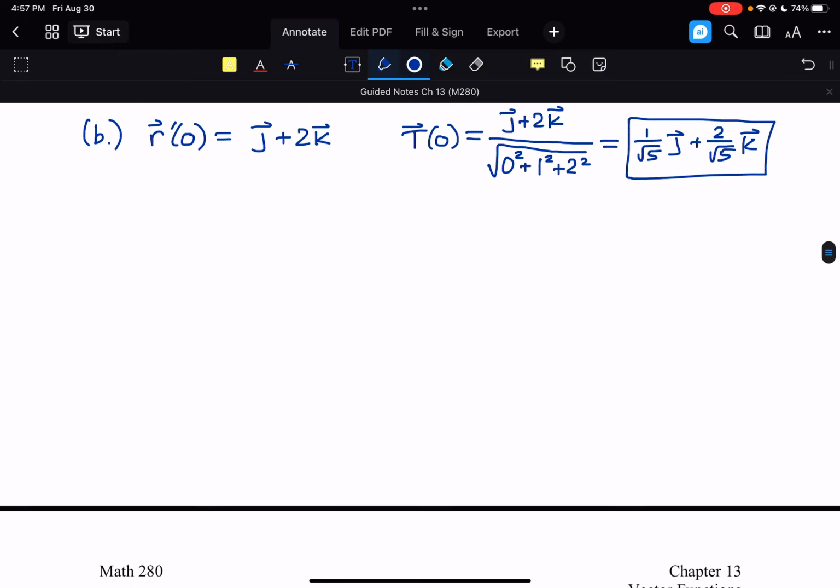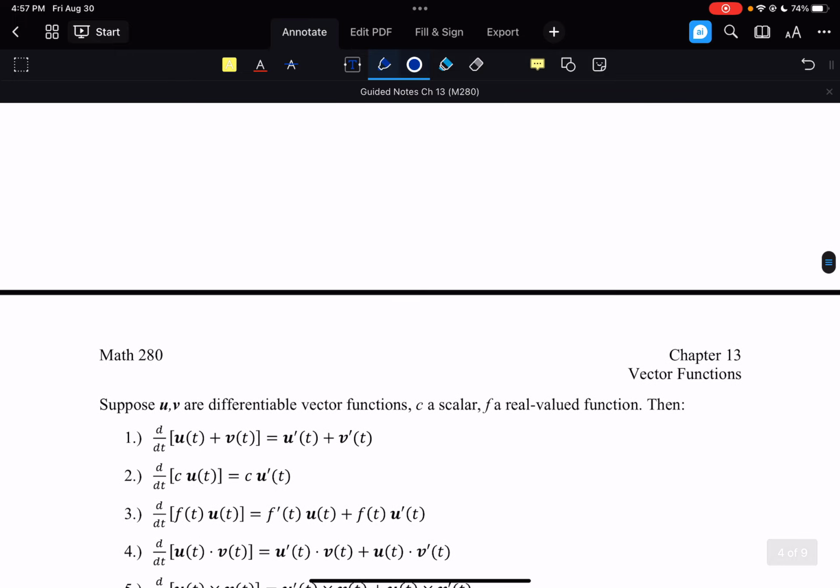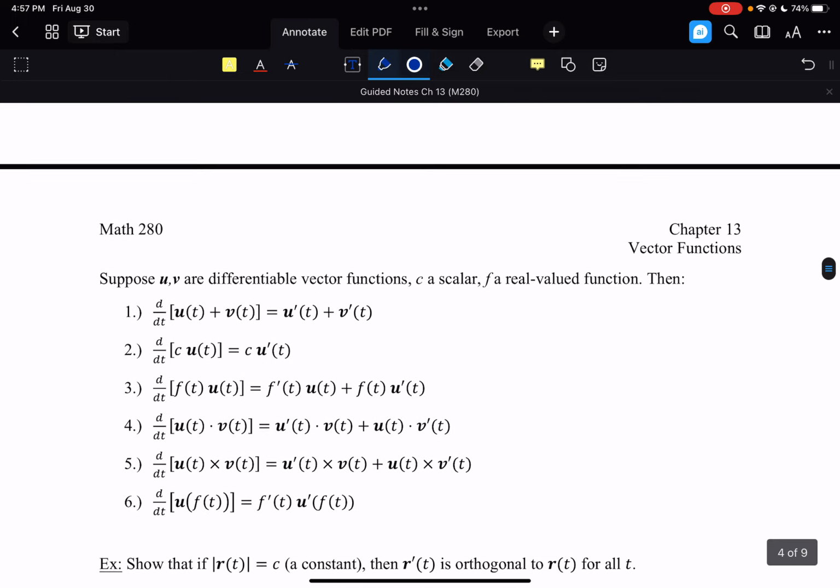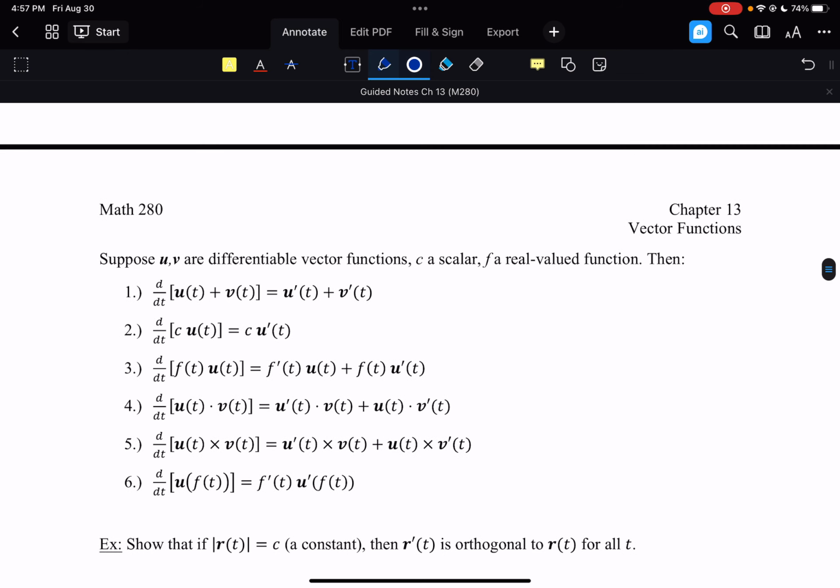We have lots of properties of differentiable vector functions that we can look at. A lot of them are very similar to what you would have seen for scalar functions back in Calc 1. So we've got derivative of u plus v equals u prime plus v prime. So you can split derivatives across vector addition. Derivative of c times u equals c times u prime. So you can pull constants out of derivatives.